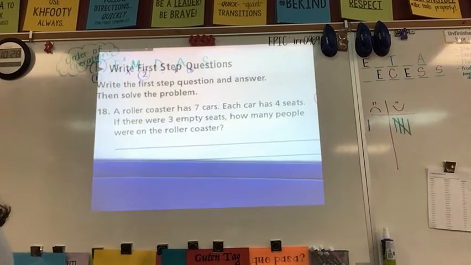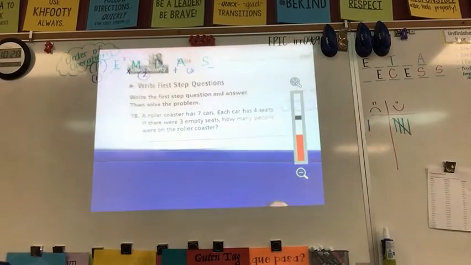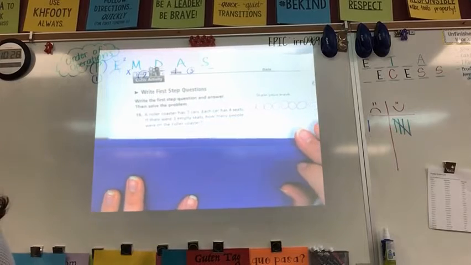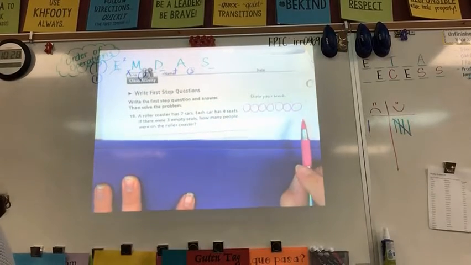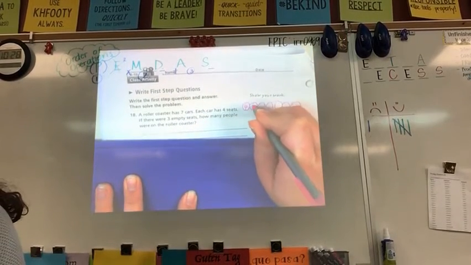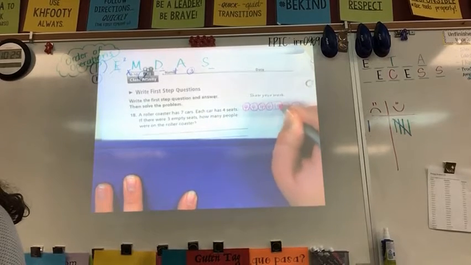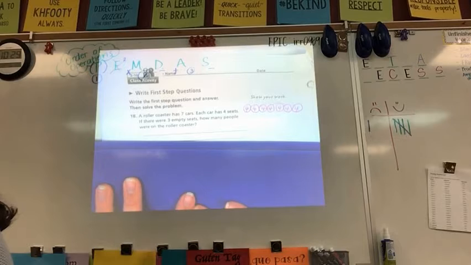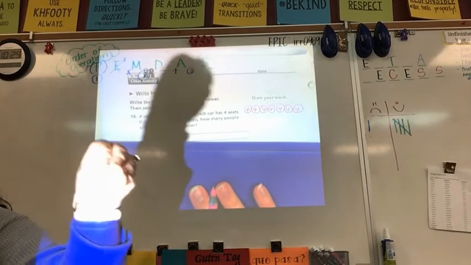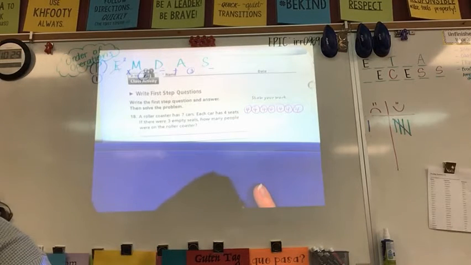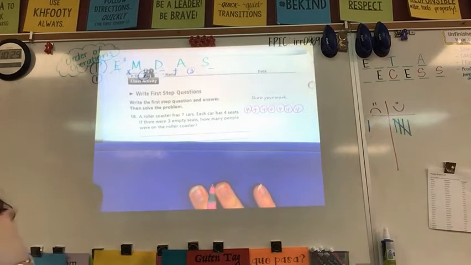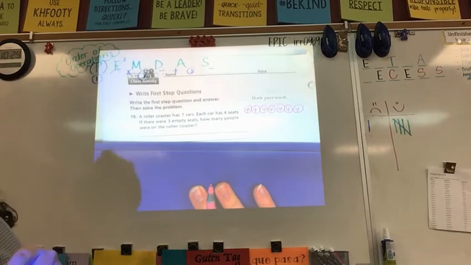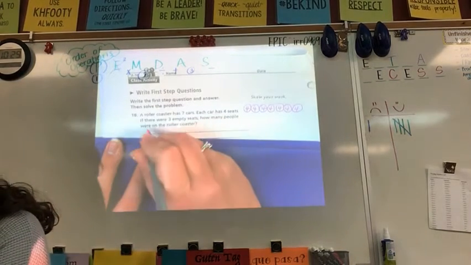You guys are going to want that to help you in solving these problems. Okay. So I could see that there were 7 cars, so I went ahead and drew those 7 cars. Each car has 4 seats. How would I represent this part? We've got 7 cars with 4 seats in each car. Like 7 groups of 4. How do I represent 7 groups of 4 as an equation? 7 times, there you go, 7 times 4.